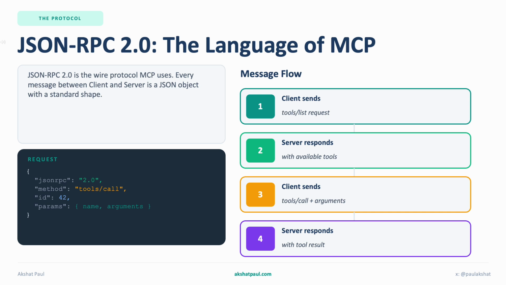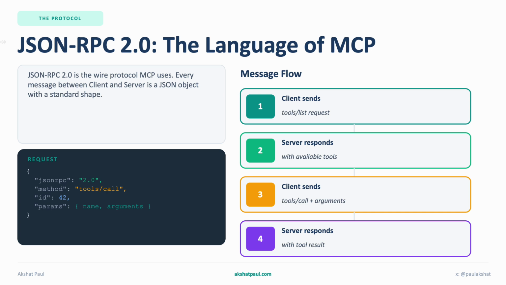Now look at the message flow on the right. This is the standard dance that happens every time a client connects to a new server. First, the client sends a tools/list request. Hey, what tools do you have? The server responds with a list of every tool it exposes, including the name, description, and input schema for each one. Then when the AI wants to actually use a tool, the client sends a tools/call request.